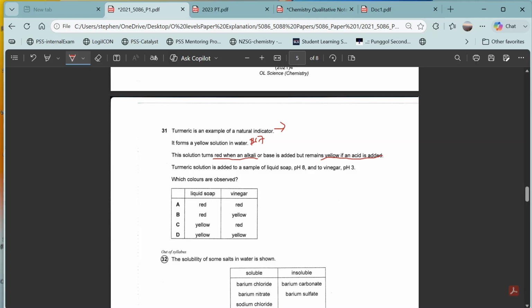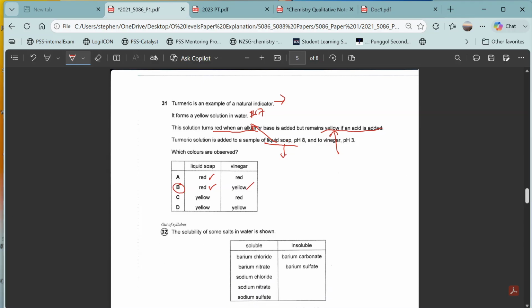Turmeric solution is added to a sample of soap. They tell you the soap is pH 8, that means alkaline. Vinegar is acidic, that is this one. So soap is red, okay. And vinegar is yellow. So this is B. Okay, this is a tricky one.